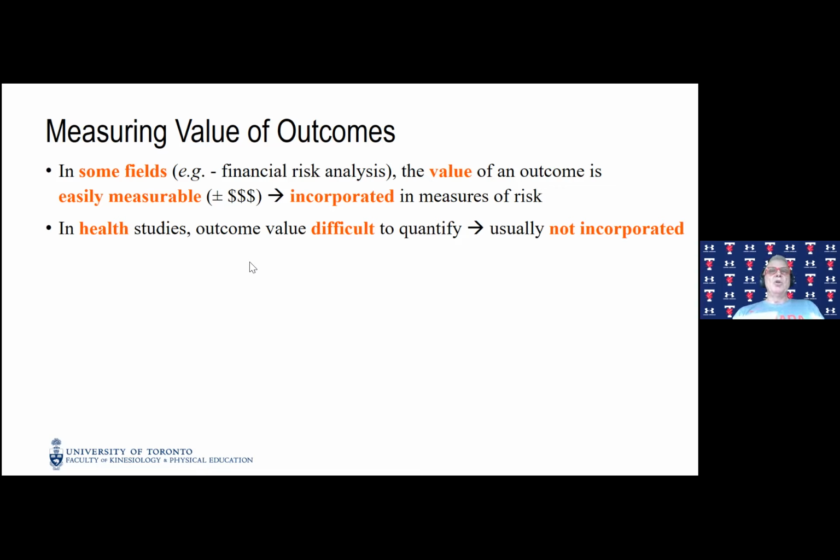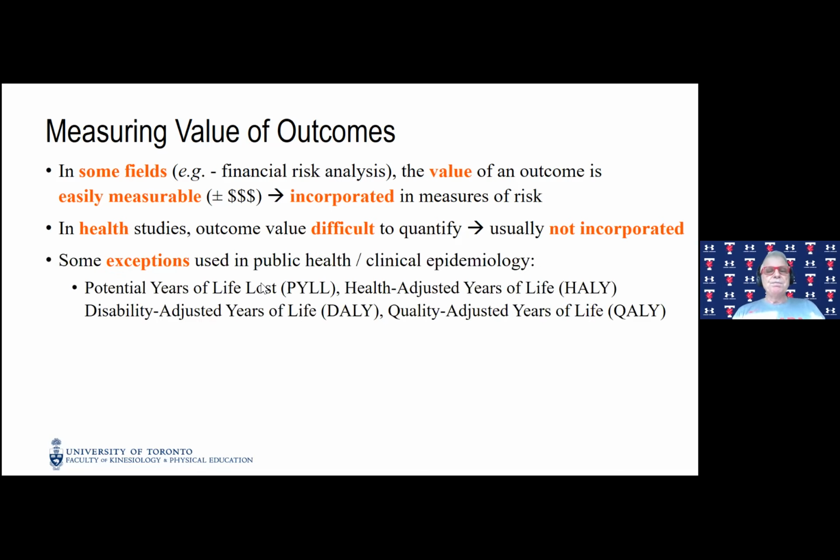And people just talk about risk in terms of the frequency of disorder or the likelihood of disorder rather than talking about that likelihood multiplied by some value function. There are some exceptions that are used in public health: measures of years of life lost, or disability adjusted years of life, quality adjusted years of life. Those are attempts to put some sort of quantitative value on getting a particular disease or having a particular disorder in terms of whether it's going to disable you or take years off your life.